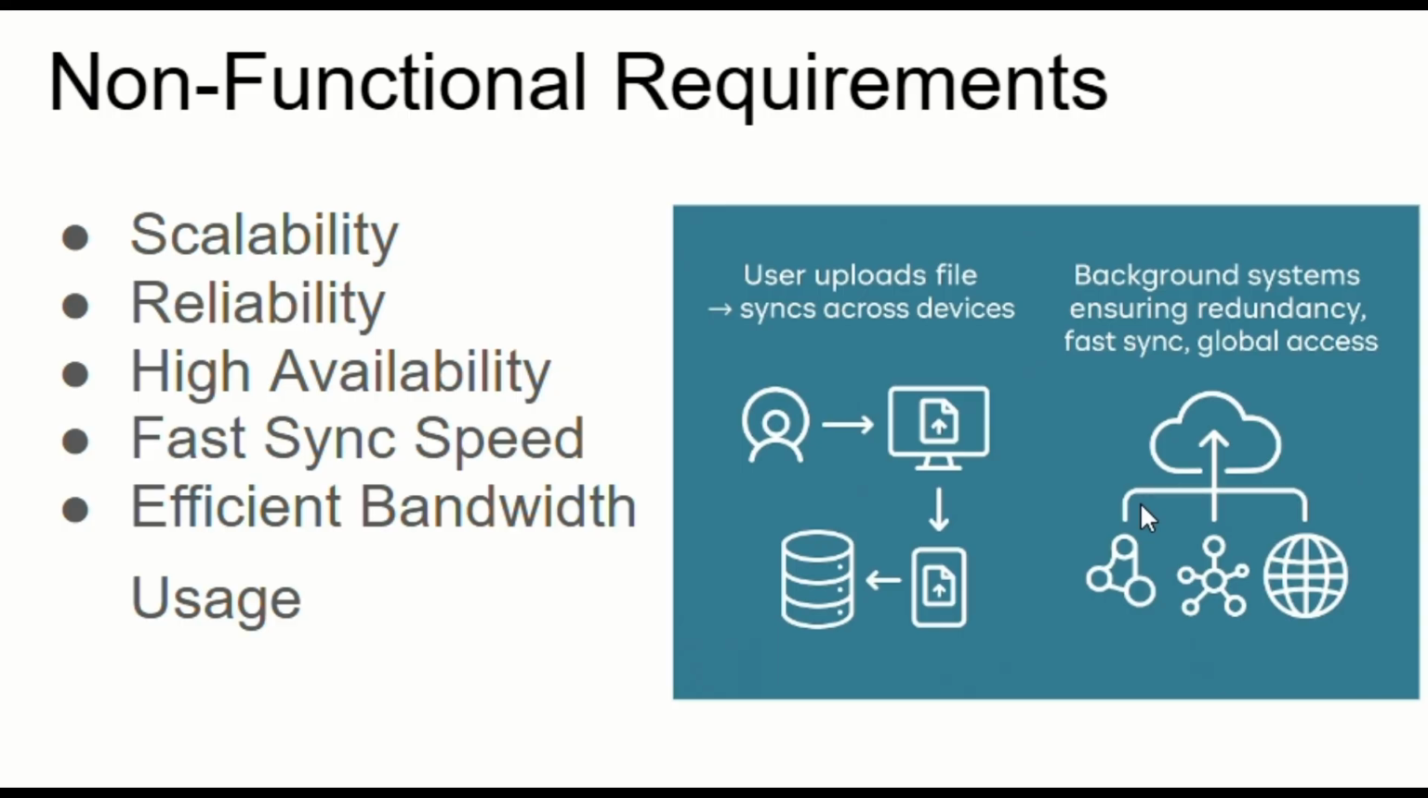High availability. Downtime, not acceptable. Whether you are in Tokyo or Texas, Google Drive has to be available 24/7, globally. Fast sync speed. Users expect changes to reflect instantly, even if you upload a file on your phone while your laptop is open. Real-time sync is key. Last one, efficient bandwidth usage. Uploading and syncing shouldn't eat up all your data. The system needs to be smart, using data syncing, compression, and caching where it can.